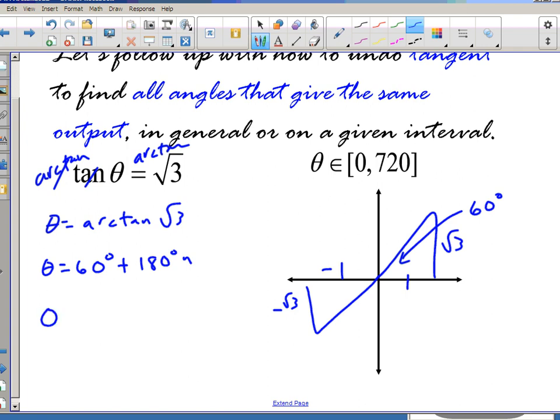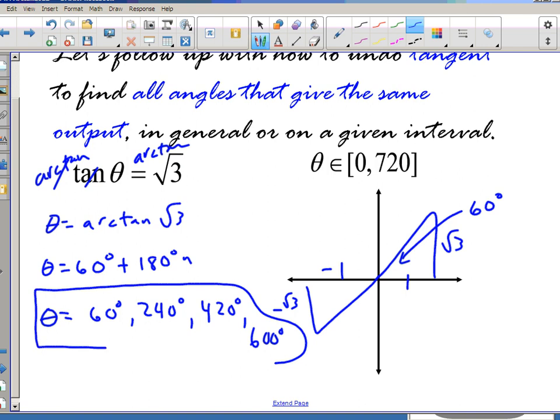Now, for this answer, it'll be 60 degrees. Adding 180 is 240, 420, and 600. There's our answer. Hopefully that's where you got to. If not, make sure you think about the steps that you need to fill in.